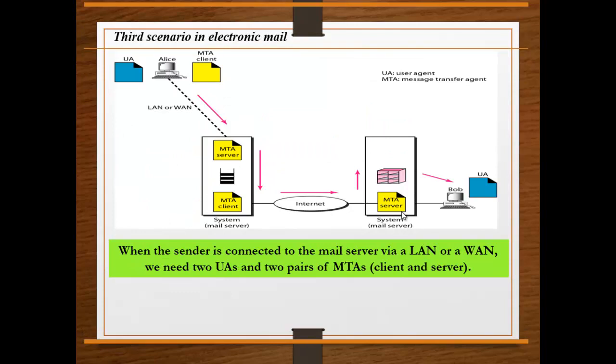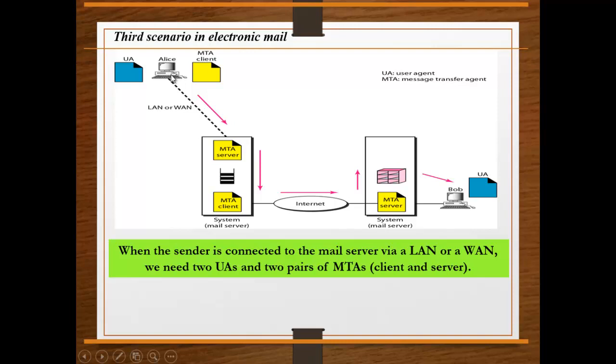Whereas if I am not directly connected to the server but the receiver is directly connected to the server, that is the third scenario. Since the sender is not directly connected to the mail server, how is he connected? He is connected either through a local area network or a wide area network. Anyhow you have to access the server, and only then can you do the communication. So you are not directly connected, whereas you are connected over the internet. So here there is a LAN or a WAN connection.